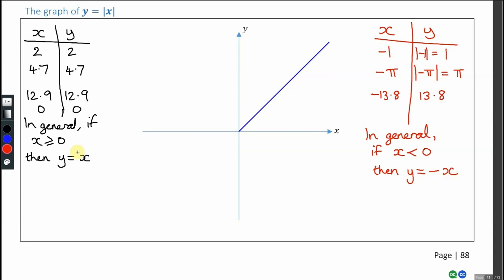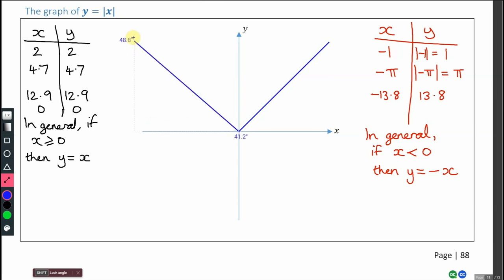So now I'm going to draw the remainder of the graph. If x is negative, then we get the graph y equals minus x, which is a line with a gradient of -1. And there we have the graph of y equals the modulus of x. It's like a V sign.